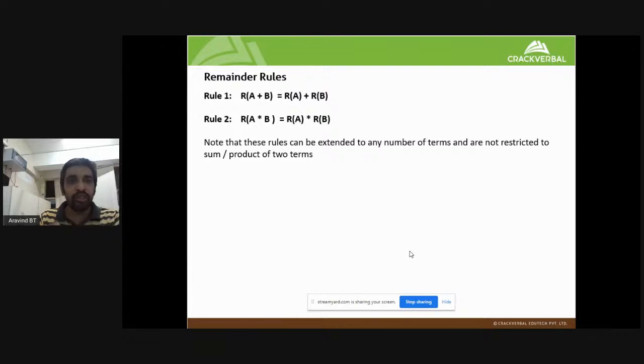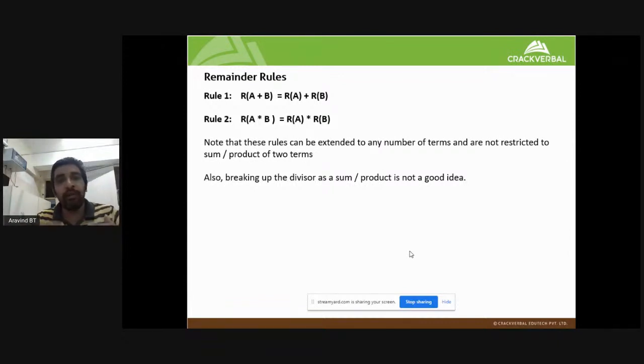As I told you, note that these rules can be extended to any number of terms. It's not that you have to have 2 terms. You can have 5 terms, 10 terms, right? It's as per your convenience, and it also depends on the number, of course. So consider both and take a call on how many parts you want to have. Also, don't break up the divisor. Don't break up the number in the denominator, right? If you have a 12 in the denominator, don't break it up as 4 into 3. It's not a good idea. Break up the dividend only, which means deal with the numerator alone. Don't touch the denominator.